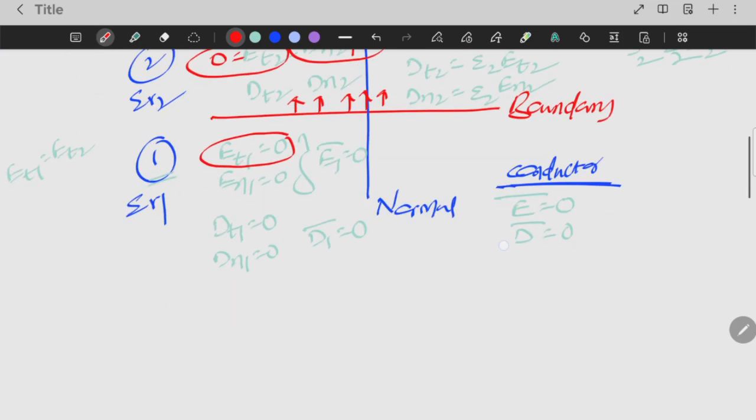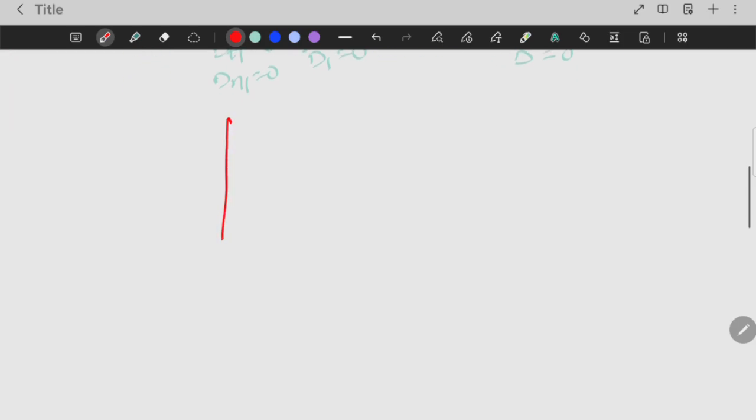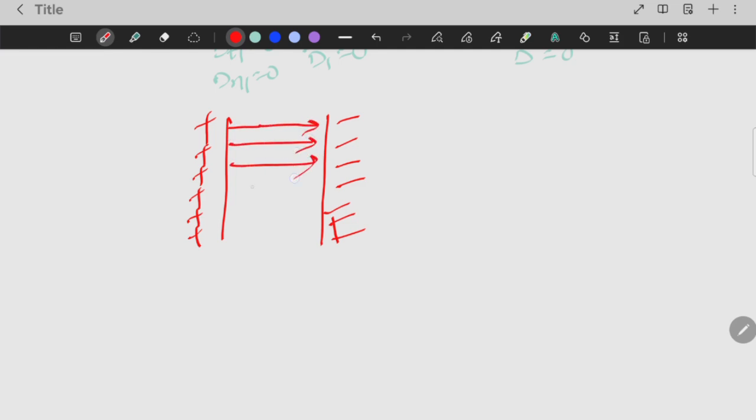This case you can see in capacitor action. This is one capacitor plate, and this is another capacitor plate. You can take parallel plates like this. We know that here positive charge is established, and here negative charge is established. How will the electric field be? The electric field will be perpendicular to the plates, like this.